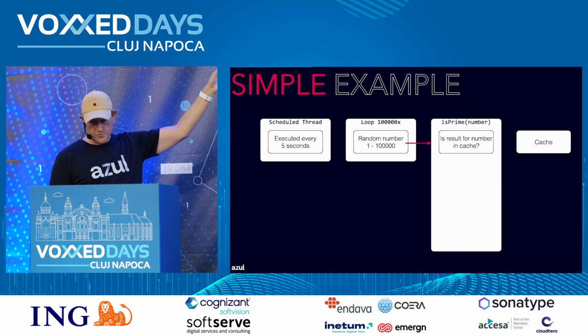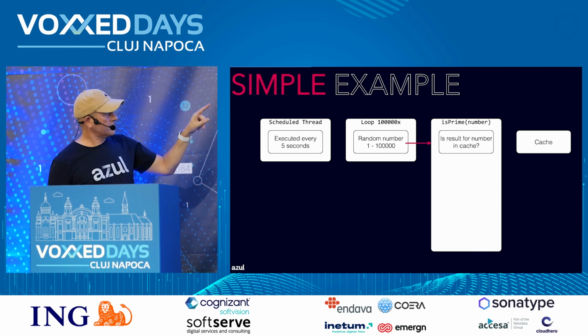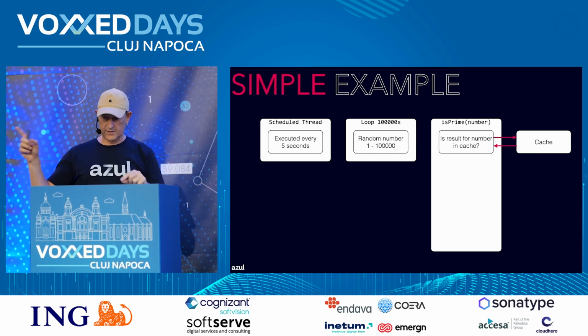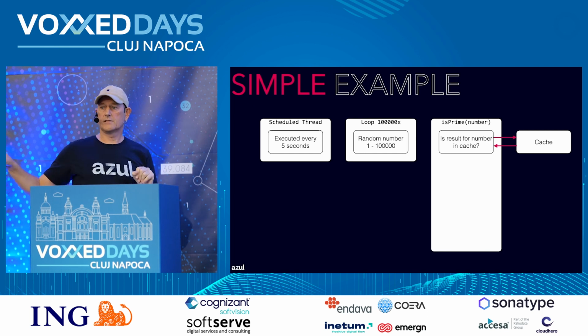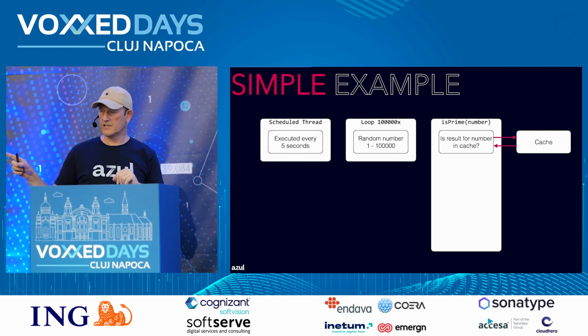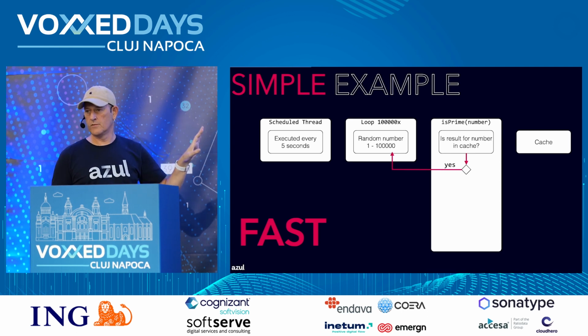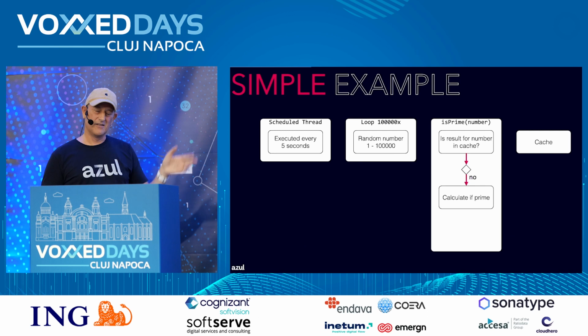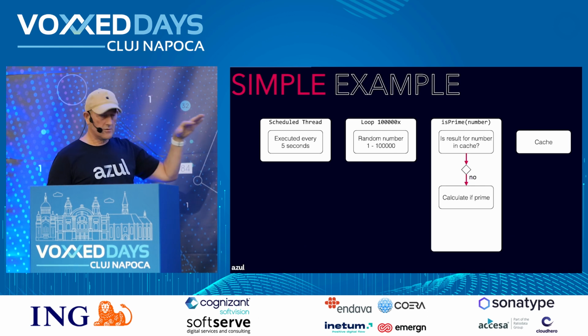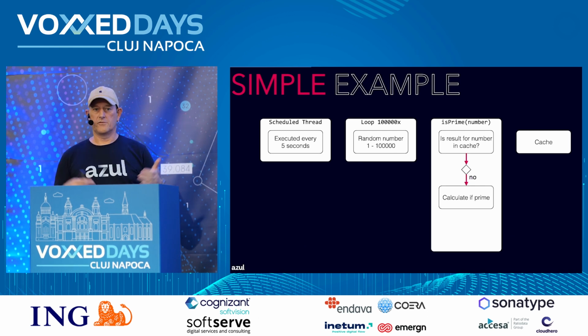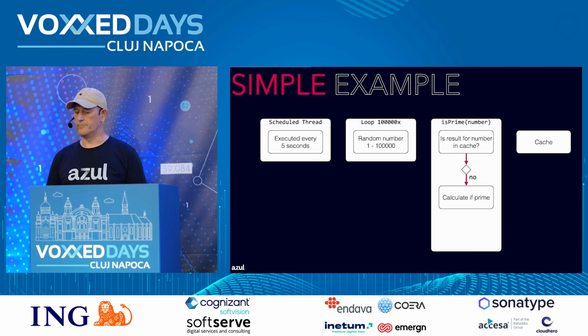And there's a method, isPrime, you put the number in, and I also have a cache. The first thing the method will check is, is the result already in the cache? Check, is it? Okay, it's in there, just return the result. This is pretty fast because it's only in memory. If it's not in there, we have to calculate whether this is a prime number. And if you have a large number, it takes some time, okay?